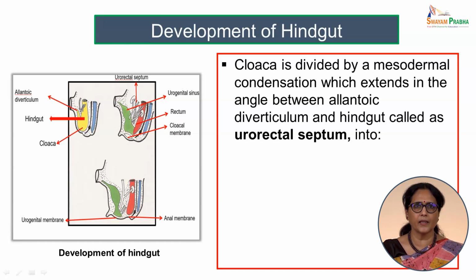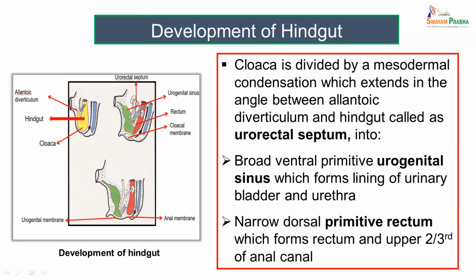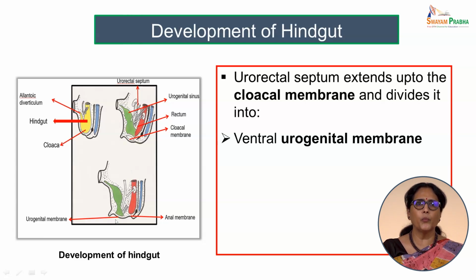called as urorectal septum. It divides the cloaca into a broad ventral primitive urogenital sinus which forms the lining of the urinary bladder and urethra, and a narrow dorsal primitive rectum which forms the rectum and upper 2/3 of anal canal. The urorectal septum extends up to the cloacal membrane and divides it into a ventral urogenital membrane and a dorsal anal membrane.